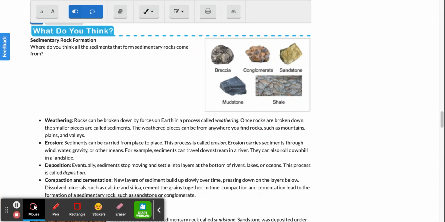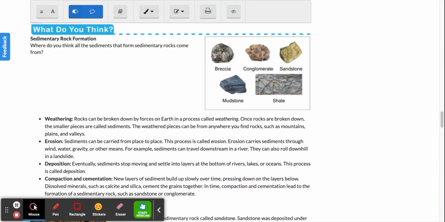Sedimentary rock formation. Where do you think all the sediments that form sedimentary rocks come from? Weathering. Rocks can be broken down by forces on Earth in a process called weathering. Once rocks are broken down, the smaller pieces are called sediments. The weathered pieces can be from anywhere you find rocks, such as mountains, plains, and valleys.